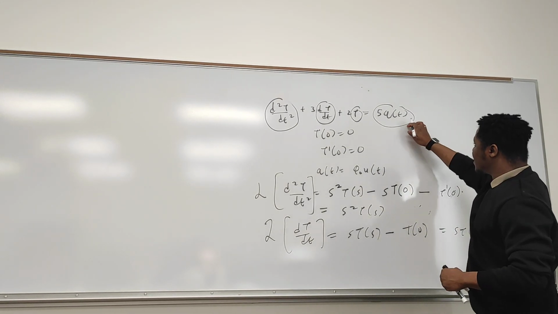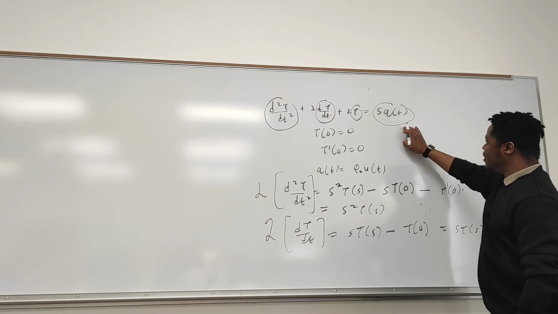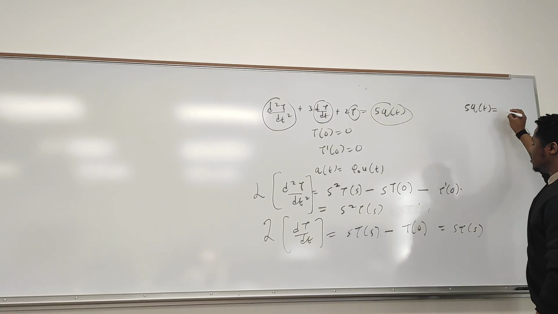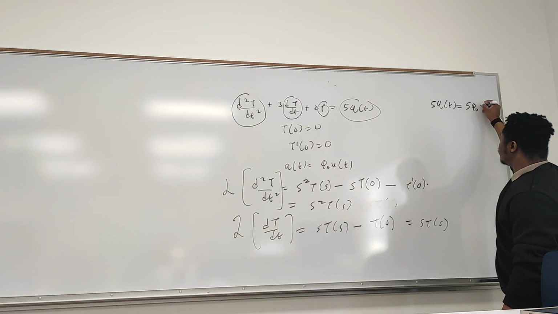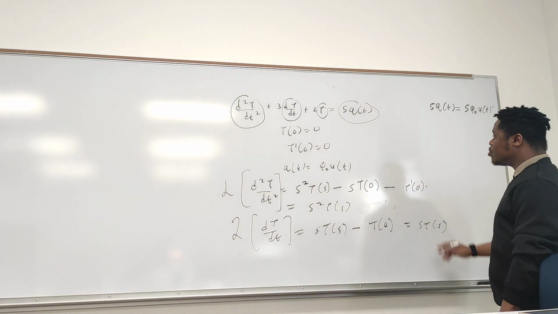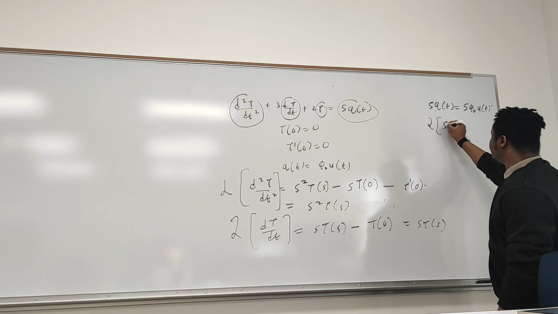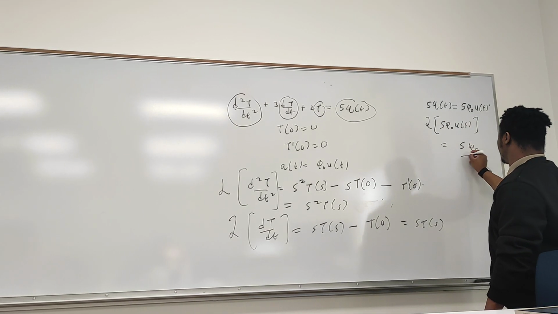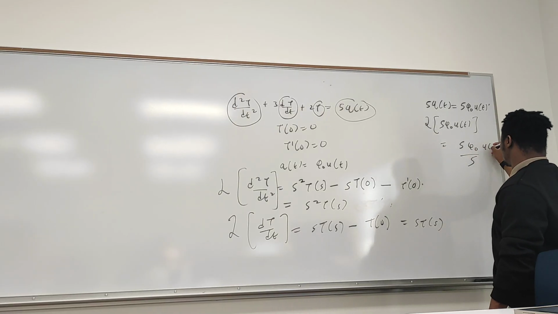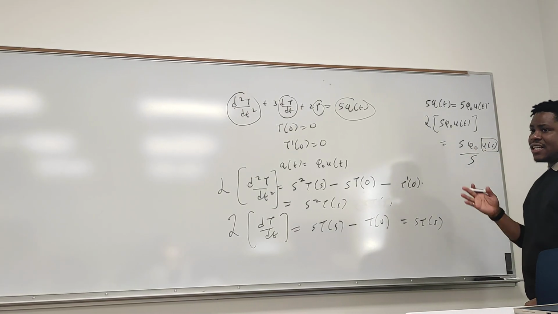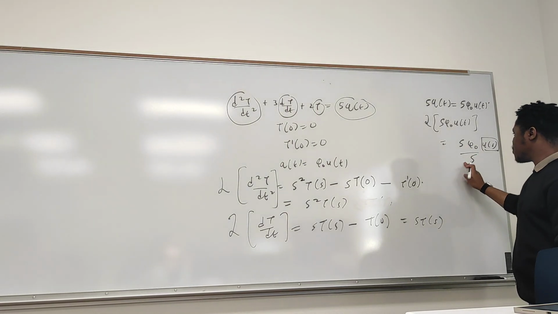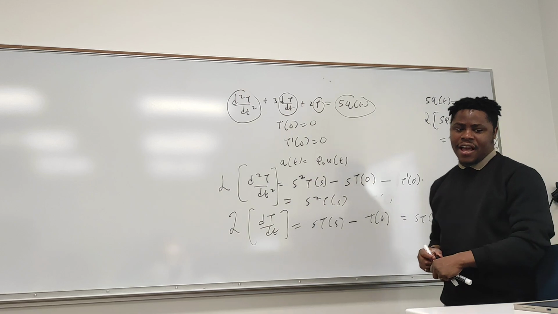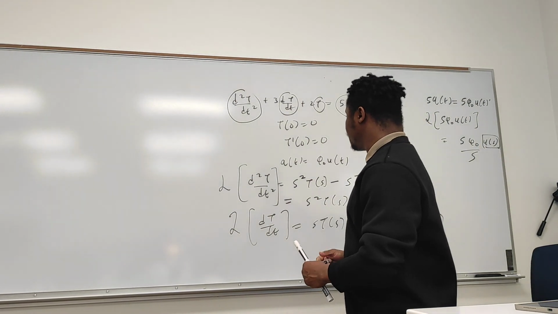Right. And this guy here, we're told that 5q of t is equal to 5q naught u of t. So when you take the Laplace transform of 5q naught u of t, that would give us 5q naught over s. U of t is u of s. We could just remove this because it's the same thing as saying f of s. So it could just be 5q naught over s. Okay, so we have everything we need now to solve it. So let's put them together.